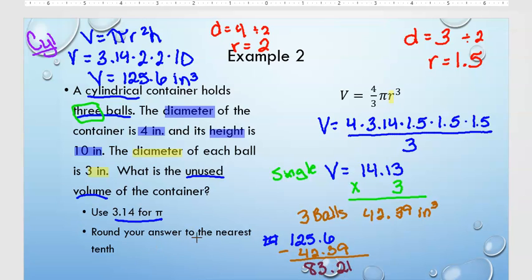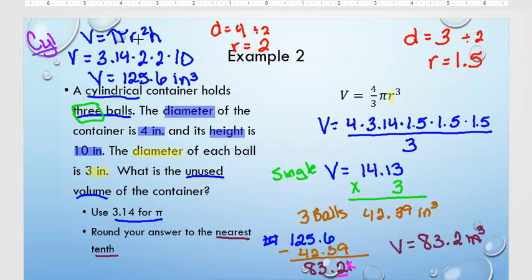And so what I find is that the unused amount ends up being 83.21. However, they asked me to round to the nearest tenth. So going back to my rules, tenth is the first decimal place, but what's behind it is a 1, so that just goes completely away. So my unused volume then would be 83.2 inches cubed.